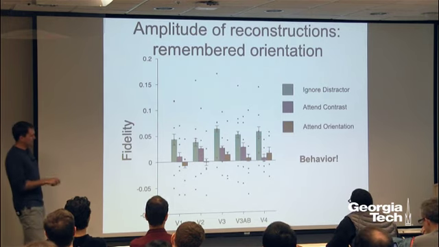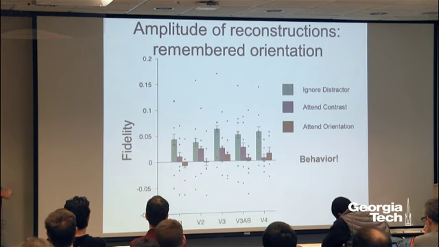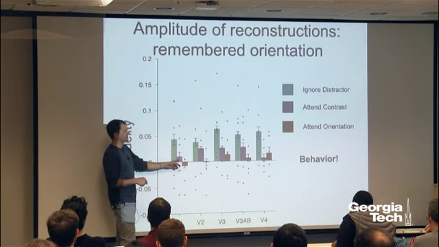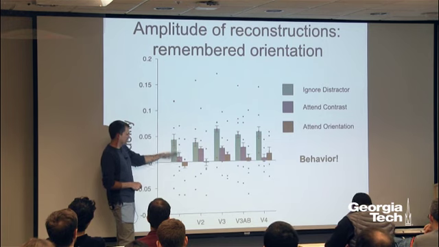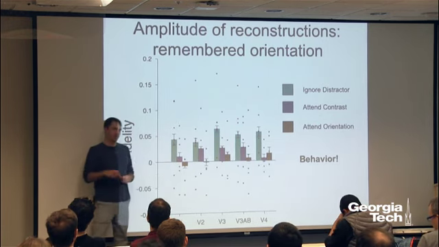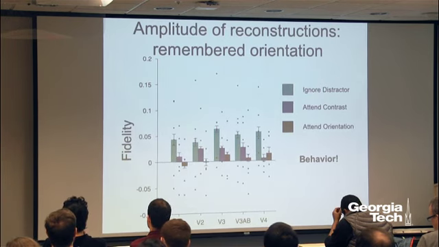So if we look, maybe just in V1 to start off with here, when they're ignoring the distractor, we see the same kind of thing that I just showed you, right? Our ability to reconstruct the remembered orientation is pretty fine, okay? But when they actively pay attention to that distractor, let's say they attend the contrast of it, then we get a big drop here in the fidelity of those representations. And when they're attending to the orientation of the intervening distractor, the mnemonic signal pretty much disappears, okay? And that's true across pretty much all areas.